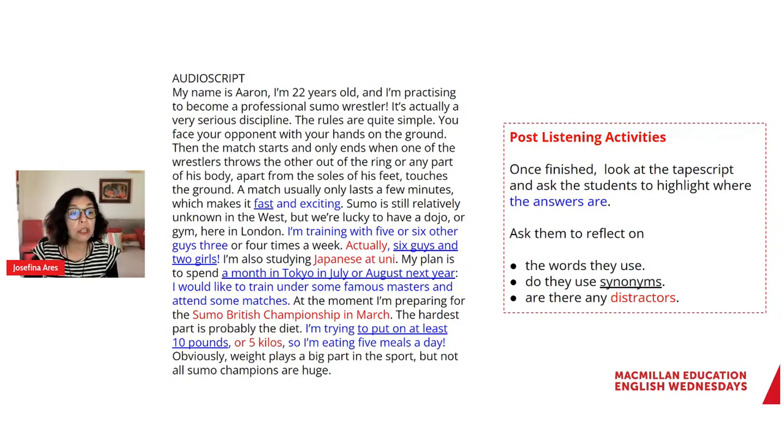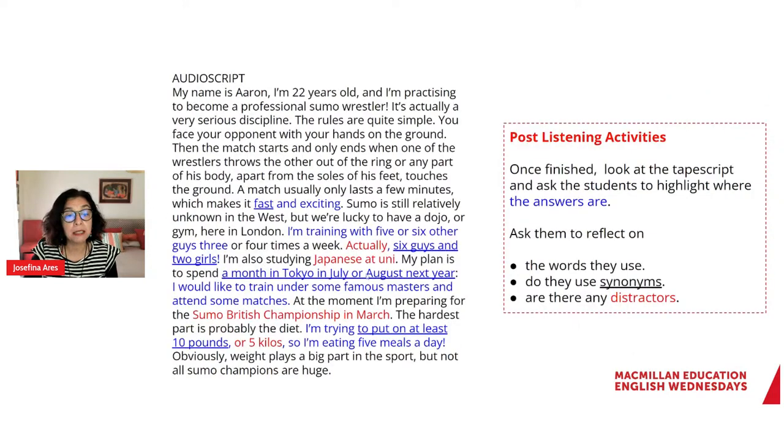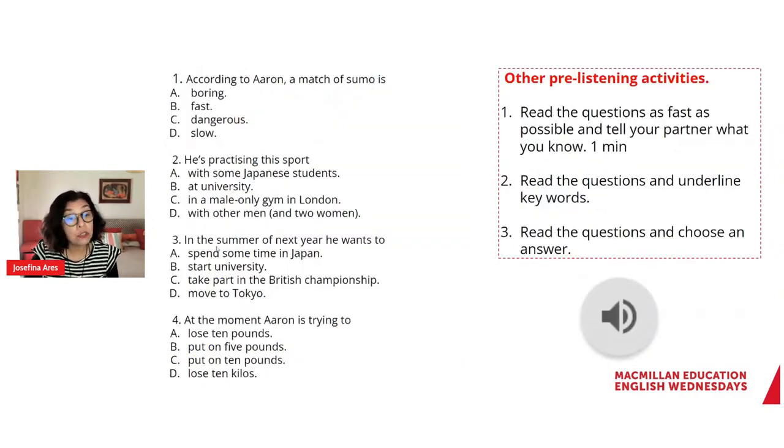So if we look at question number 3, it says in the summer of next year, he wants to spend some time in Japan, start university, take part in the British Championship, move to Tokyo. In the tape script, it says, actually, I'm also studying Japanese at university. So he says that he's studying Japanese at university now, not that he's going to do it next year, in the summer of next year. And one of the options here is start university. So again, that's another distractor, okay?